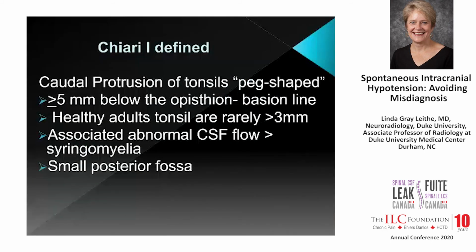So what is a Chiari? A Chiari is caudal protrusion of the tonsils, or tonsillar ectopia, that can be peg-shaped in appearance. Usually this is greater than 5 millimeters below a line drawn across the foramen magnum. Healthy adults rarely have tonsillar ectopia greater than 3 millimeters. This can be associated with abnormal CSF flow, and even a syrinx in the spinal cord can be associated with it. Generally, this is due to a small posterior fossa.